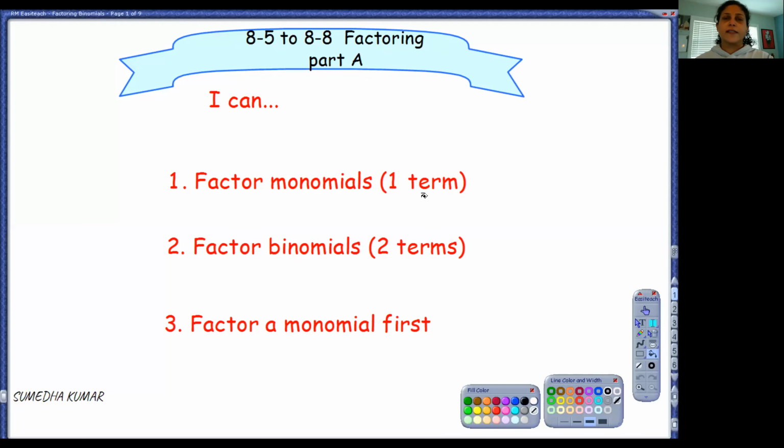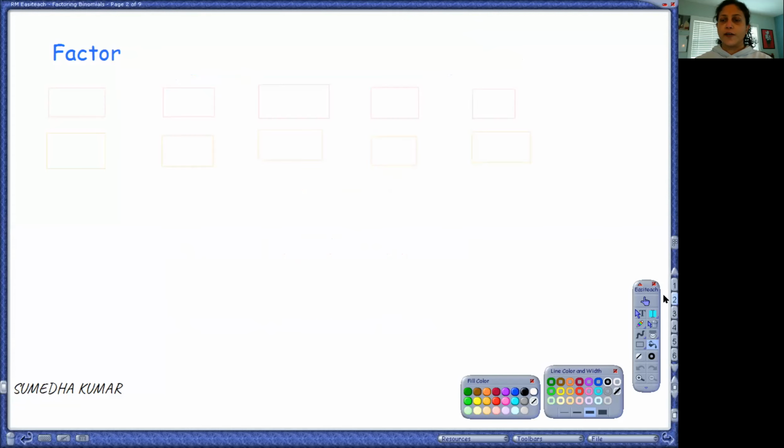Hi guys, today's lesson is about factoring and we're going to learn how to factor monomials and binomials today. You already know a little bit about factoring. Remember to give two factors. If we have 15, then it's 3 times 5. 5, make sure you give 1 times 5.